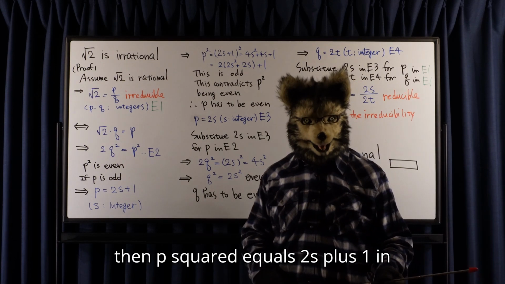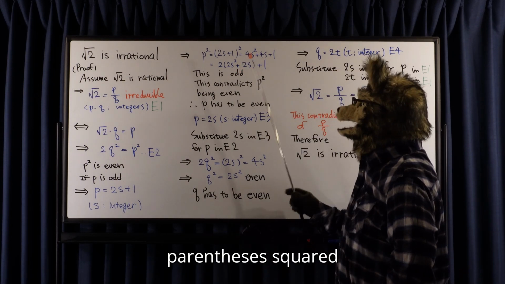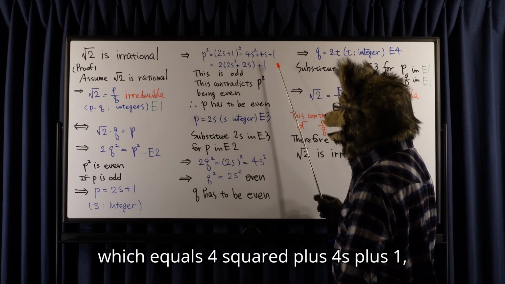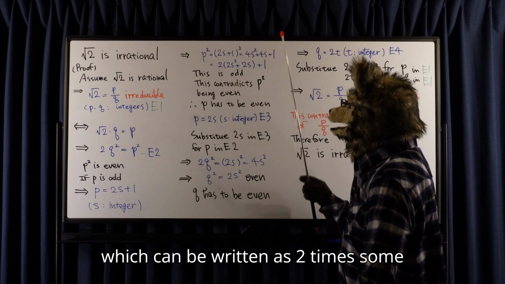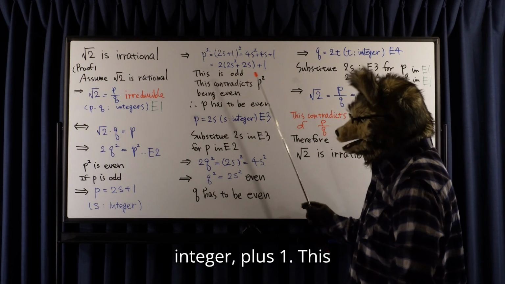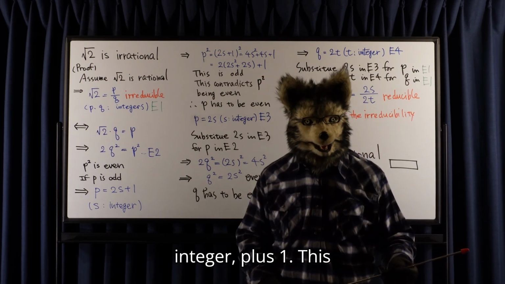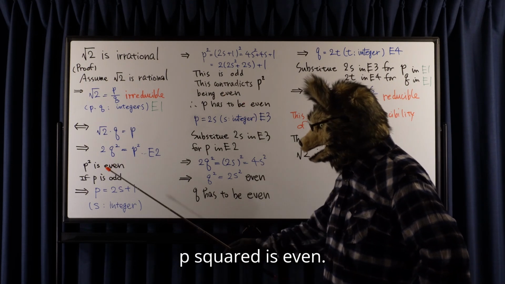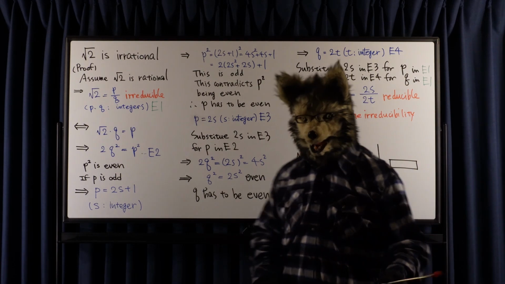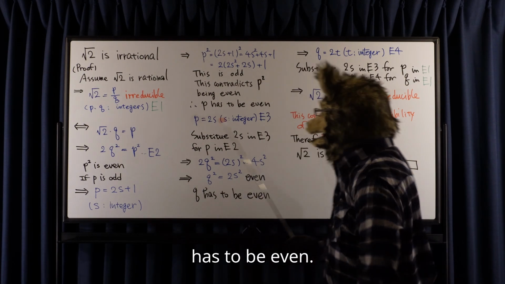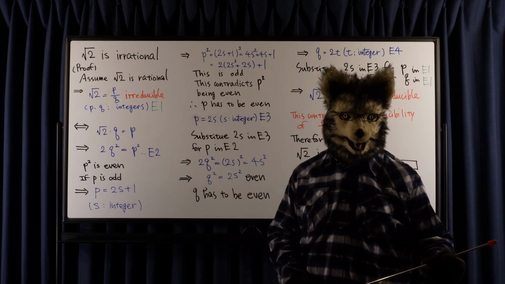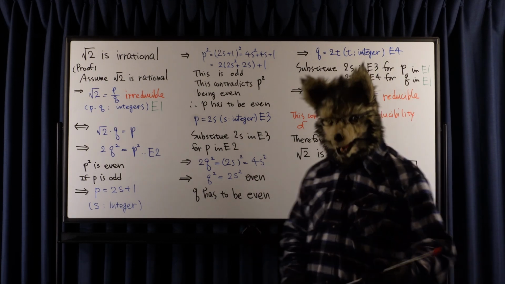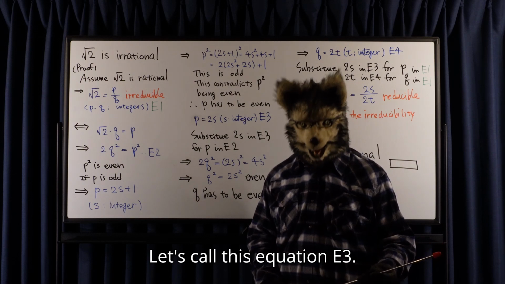Then p squared equals (2s plus 1) squared, which equals 4s squared plus 4s plus 1, which can be written as 2 times some integer plus 1. This is an odd number. This contradicts the assumption that p squared is even. Then p has to be even. Then p can be written as 2s for an integer s. Let's call this equation E3.